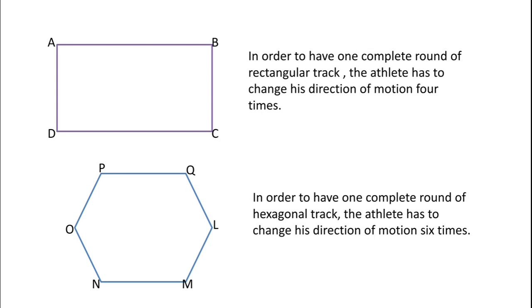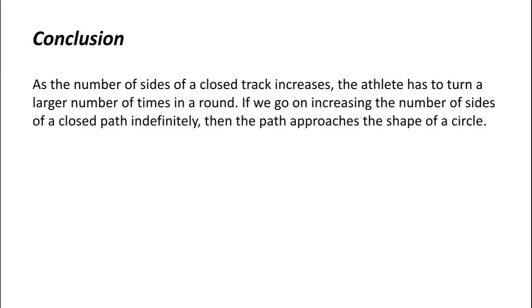In a hexagonal track there are 6 sides or 6 corners, so the athlete is changing his direction of motion 6 times in order to complete one round. So we conclude that as the number of sides of a closed track increases, the athlete has to turn a larger number of times in order to complete one round of that track.